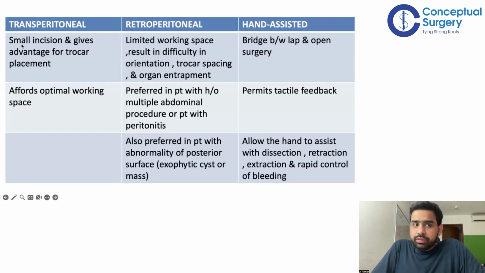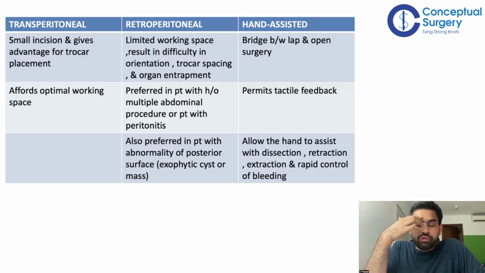In the transperitoneal approach, there is a small incision and it gives an advantage for the two-trocar placement. That's all fine. It affords optimal working space. The benefit of the transperitoneal over the retroperitoneal approach is that your working space is good, because you can create a pneumoperitoneum and the abdomen gets distended. Inside the peritoneal cavity, there is CO2 which is basically filled up, and you have a good amount of space in order to operate.